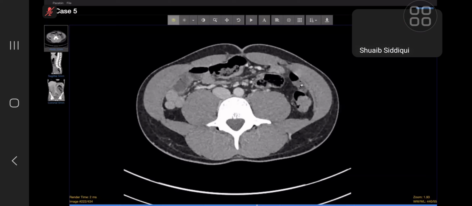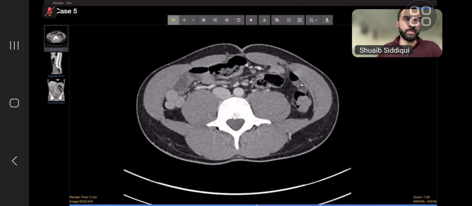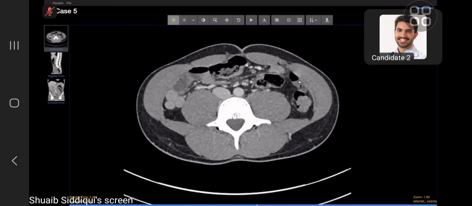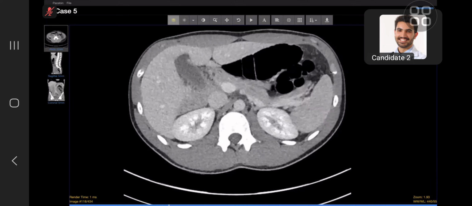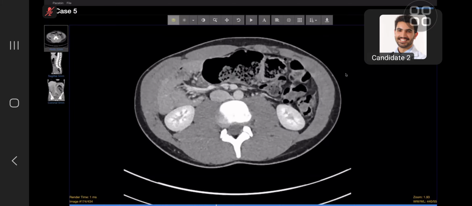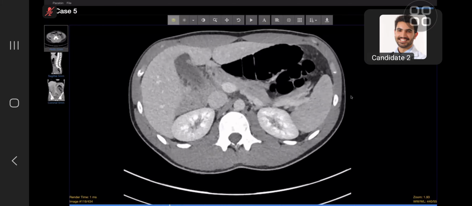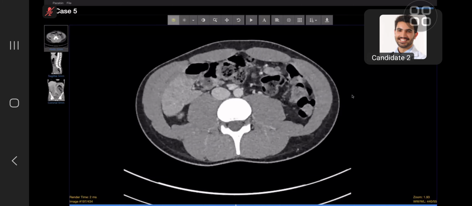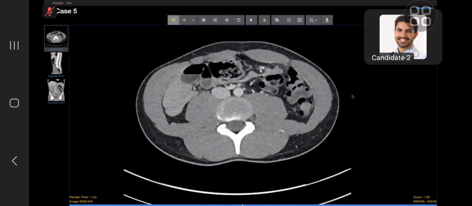So just summarize, how do you know this is malrotation? So the small bowel is entirely at the right side, the large bowel is entirely at the left side. The superior mesenteric vein is to the left of the superior mesenteric artery. The duodenum is not going its normal course, it's not going to the retroperitoneal region, it stays at the right.